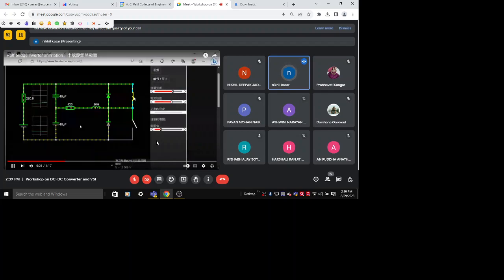Lower switch is on, lower switch is turned. This diode will be conducting for a small amount of time, prevailing. Energy stored in this inductor.